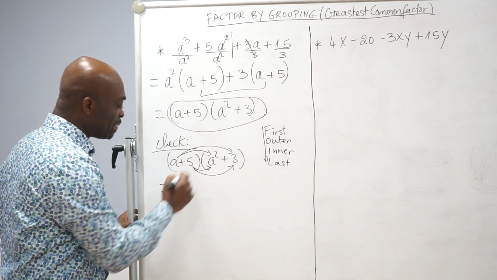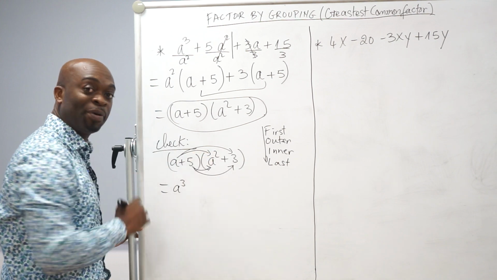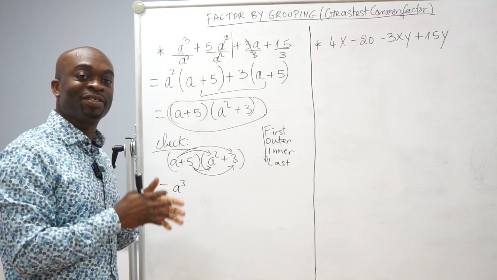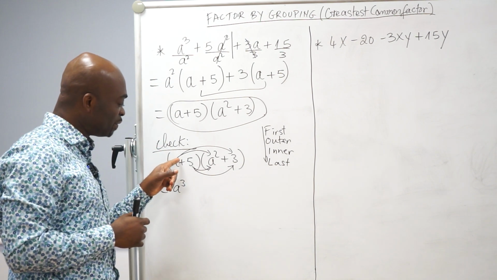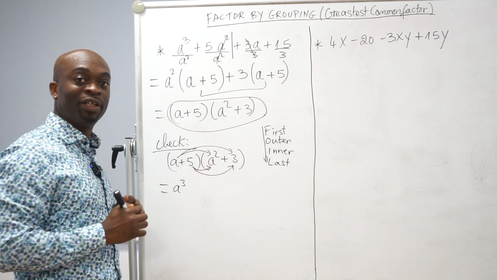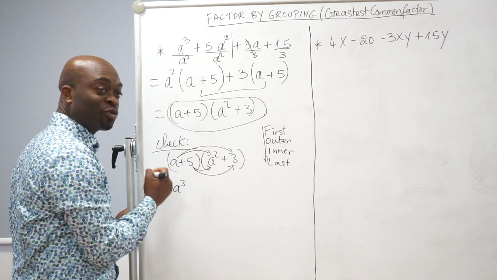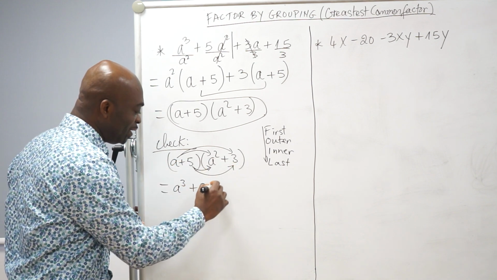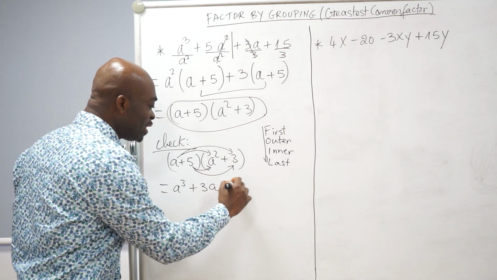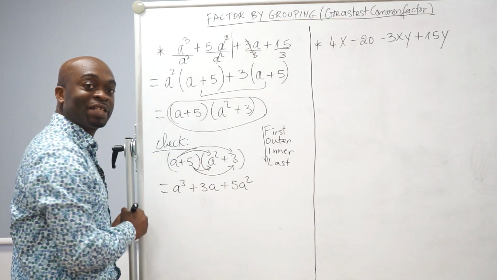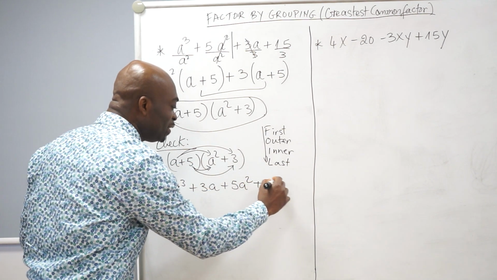So this one, a times a squared, is what? It is a to the third power, because when you multiply the same variable, what do you do to the powers? You add the powers. So this is an invisible 1, 1 plus 2 is 3. And then a times 3 is 3a. And then 5 times a squared is 5a squared. And 5 times 3 is 15.